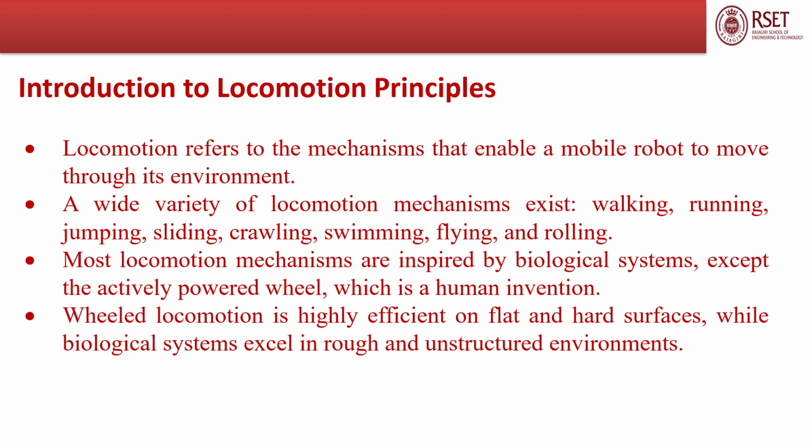Wheeled locomotion is extremely efficient on flat and hard surfaces, which is why it is widely used in vehicles and indoor mobile robots. On the other hand, biological locomotion systems perform better in rough, uneven, and unstructured environments. Therefore, the choice of locomotion mechanism depends strongly on the operating environment.